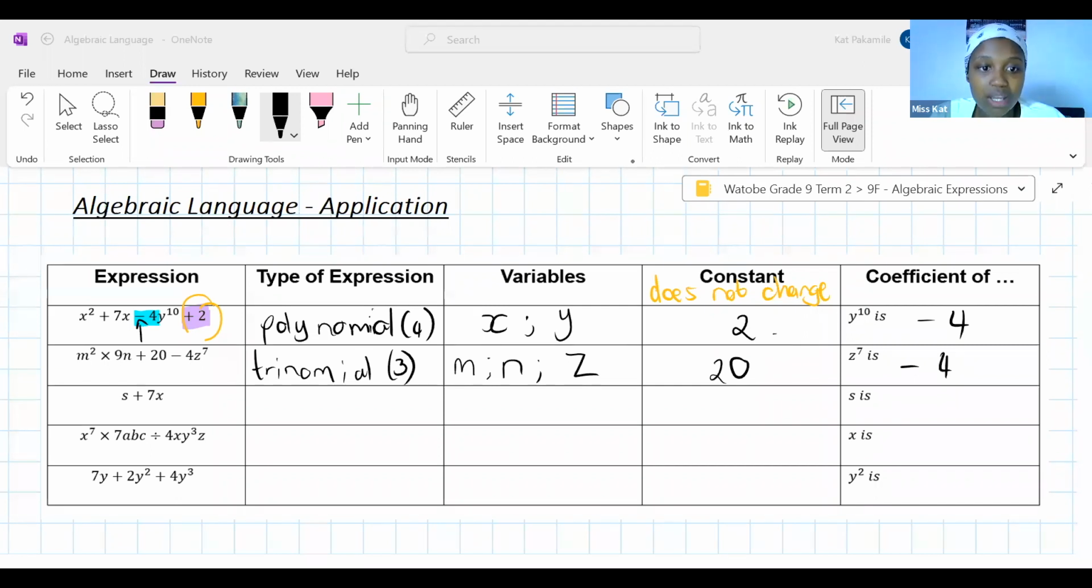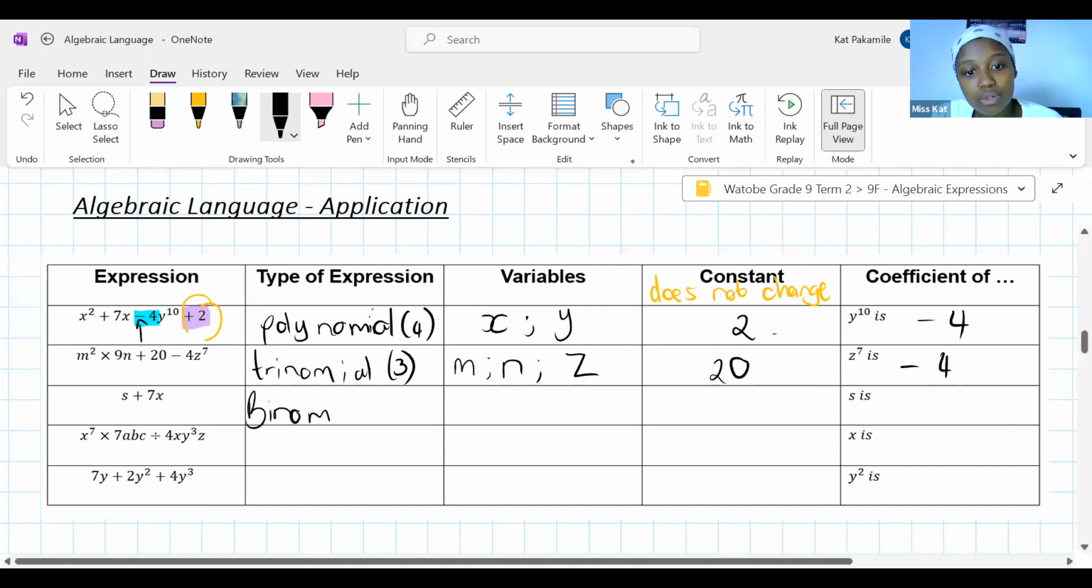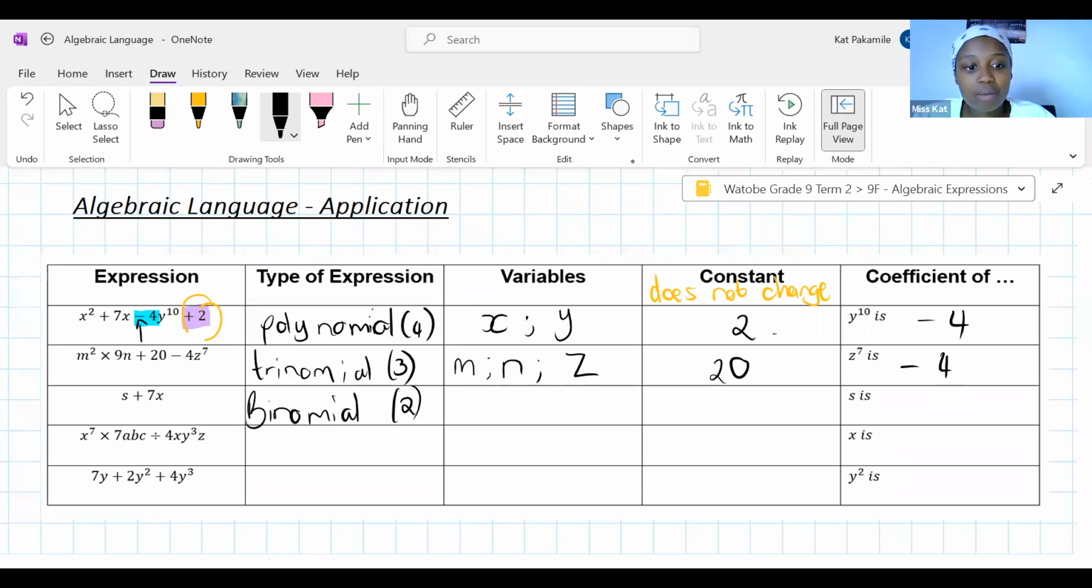Yes, ma'am. Okay, so what type of expression do we have here? It's a binomial. We have 2 terms, so it is a binomial. Thank you. Variables. What are our variables in this expression? S and X. Thank you. What is the constant in this expression? Ma'am, we don't have. So it is 0, right? Yes. If I write plus 0 here, is it going to change anything? No. So the constant is 0.